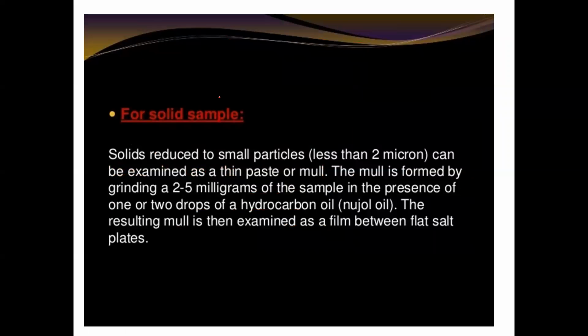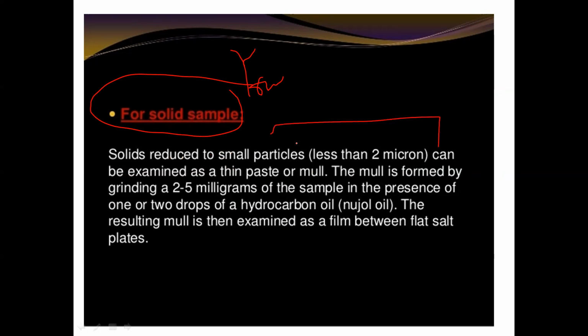Next we'll talk about the solid sample. If you have a solid sample, how can you make the pellets? For a solid sample, first of all the solid will be reduced to small particles, less than 2 micron. First you will grind the solids into small particles, less than 2 micron, and after that you can examine.